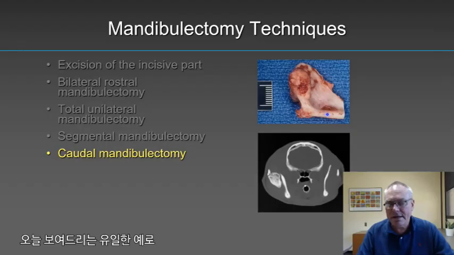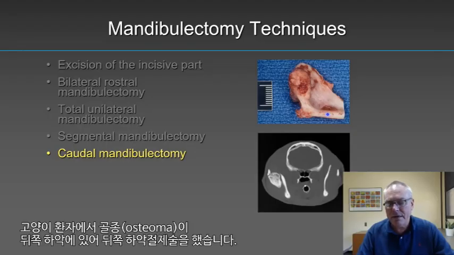And then lastly, a mandibulectomy that we rarely perform is a caudal mandibulectomy, and this is also the only example that I'm showing today of a mandibulectomy in a cat. So this cat had an osteoma of the caudal mandible, where we did a caudal mandibulectomy.